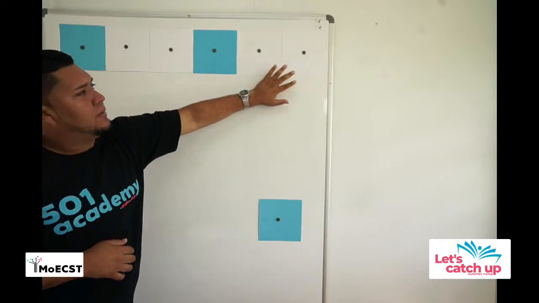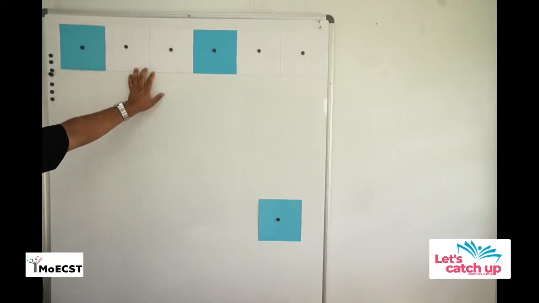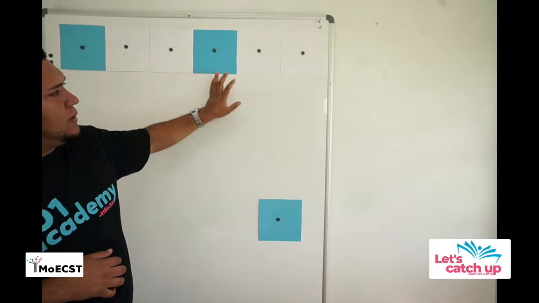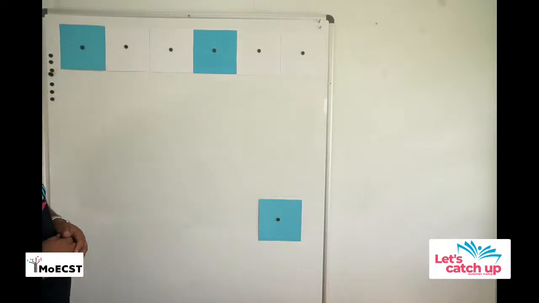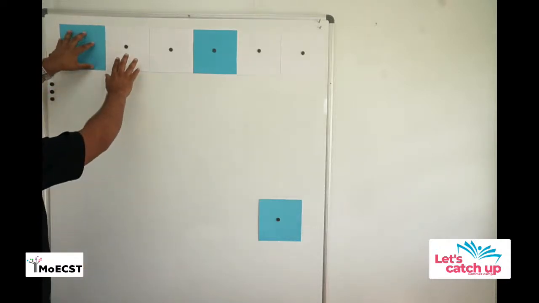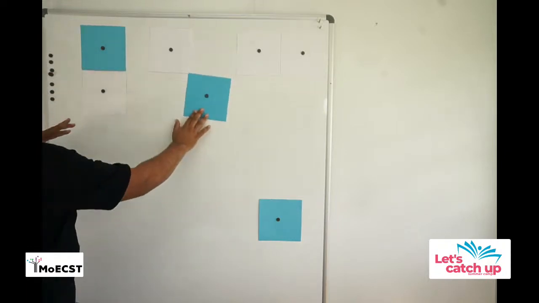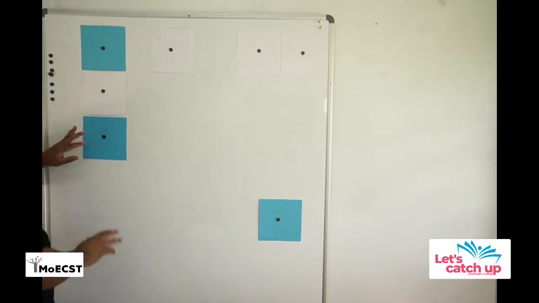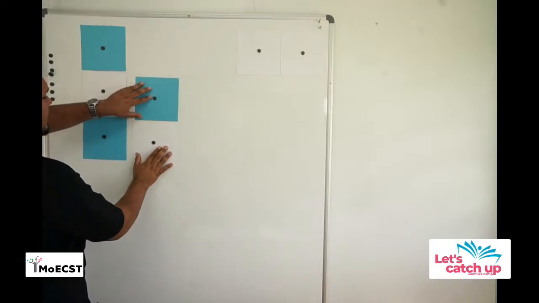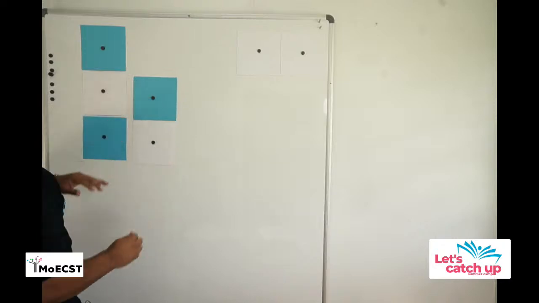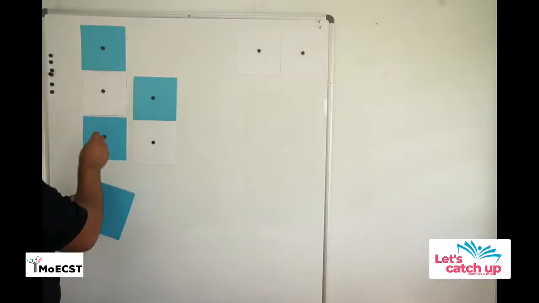Now we have a pattern here of one blue, two whites, one blue, two whites. Okay? There are other forms of patterns that we can make, and we can switch things around. And I want you to do the same with me. You can just slide your tiles around just like what you see me doing here on the board.